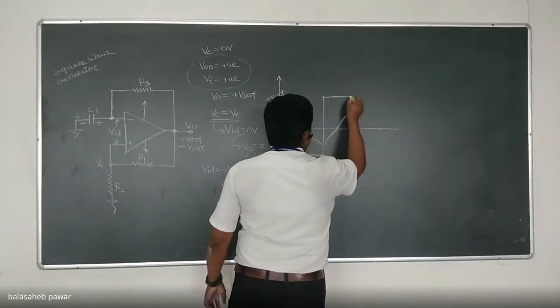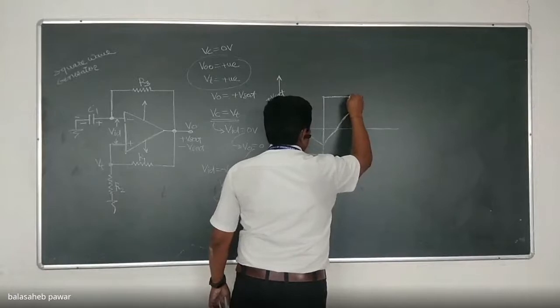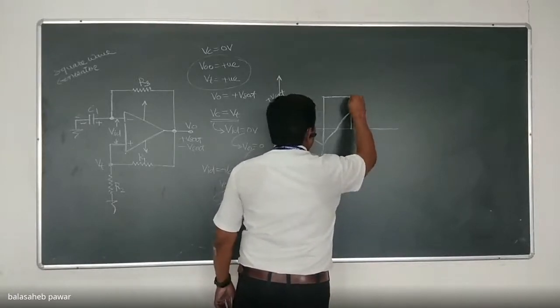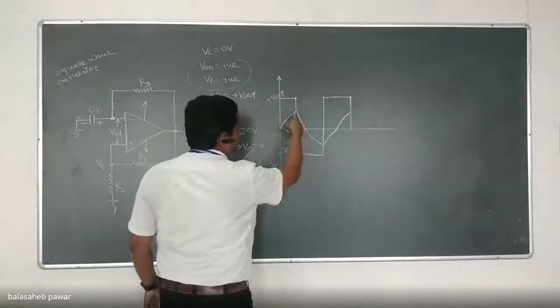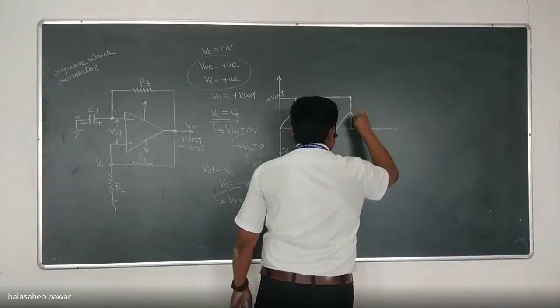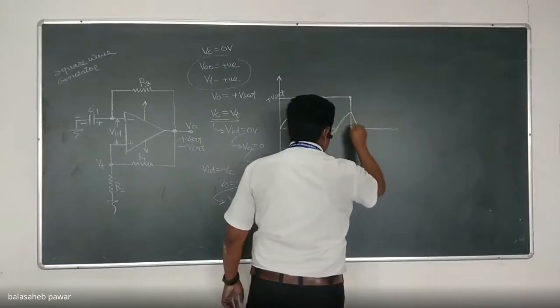So I will show it like this. So that output will go to 0. Again, this capacitor will start to discharge and that cycle will get repeated. So somewhat we have to show it like this.